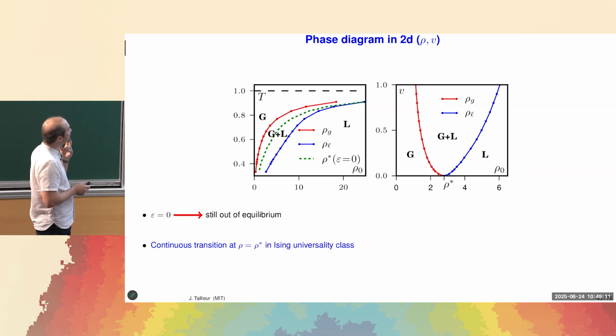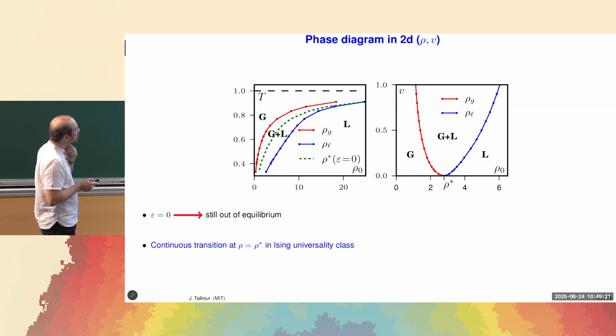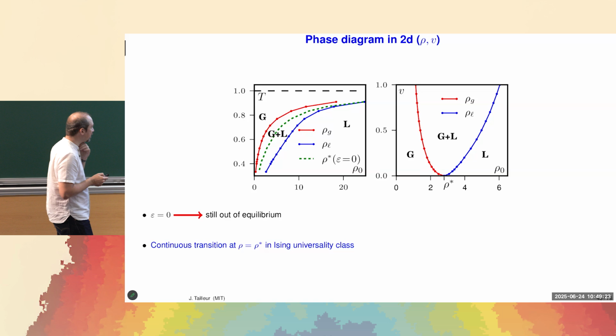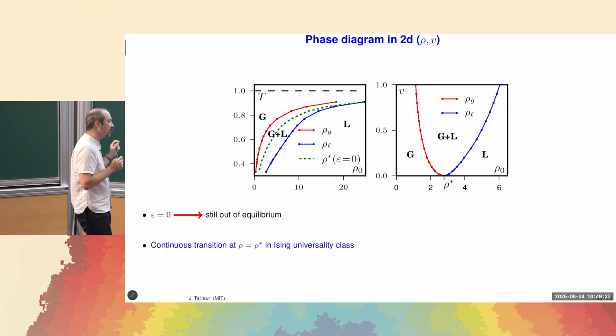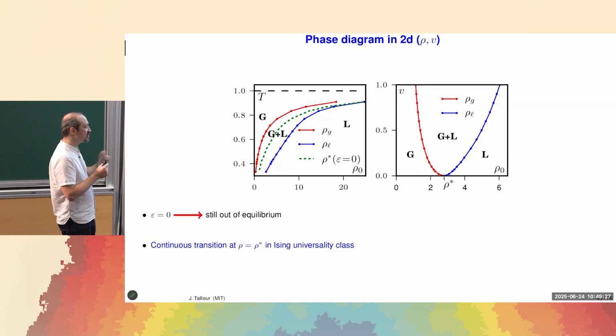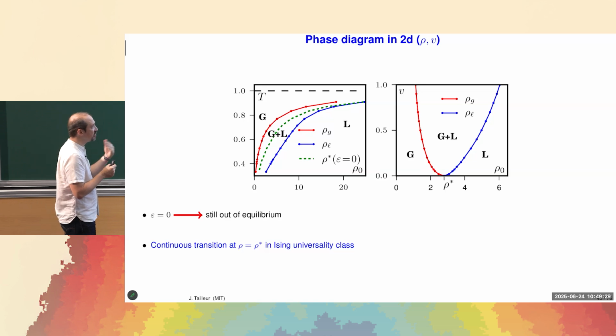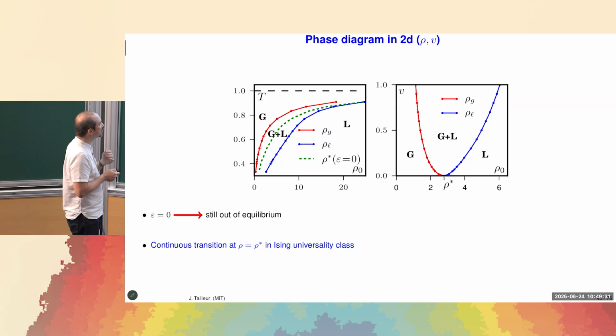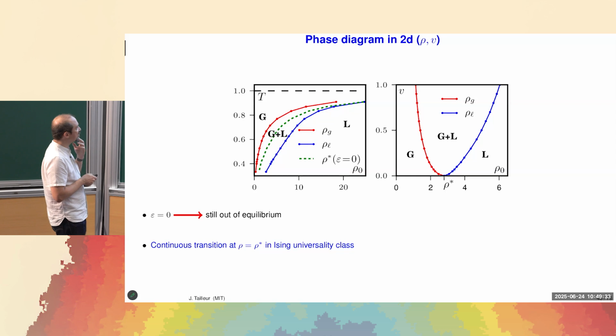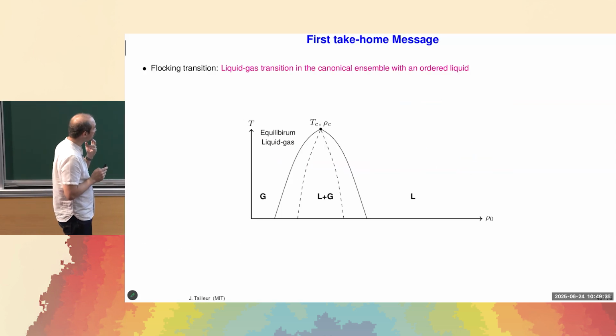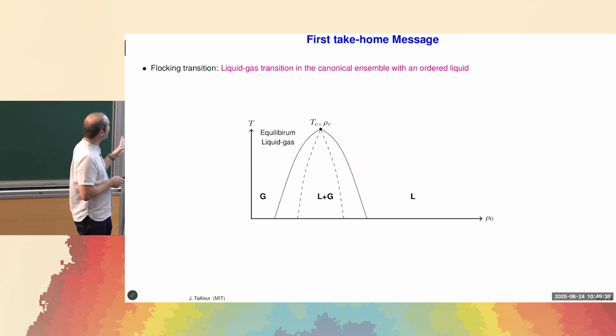Okay, you can also look at the phase diagram in the density speed plane. So I was showing you result of simulations for v equal 1. Now, when v is equal to 0, you don't have an Ising model. You're not in equilibrium because the hopping is insensitive to the energy, only the alignment is. But nevertheless, you can show that the critical point is in Ising universality class. Okay. So first take-home message.